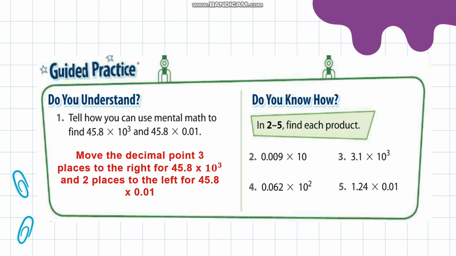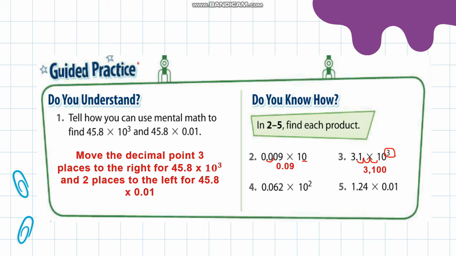Now, let's find the product. This is multiplied by 10. It means going to the right. How many times? 1 only because we have 1 zero. So if I move the decimal to the right, the decimal now is in between the two zeros. The answer is 900. The exponent is 3. It means going to the right 3 times. 1, 2, and 3. I will add 2 zeros because there are 2 missing numbers. So the answer is 3,100.